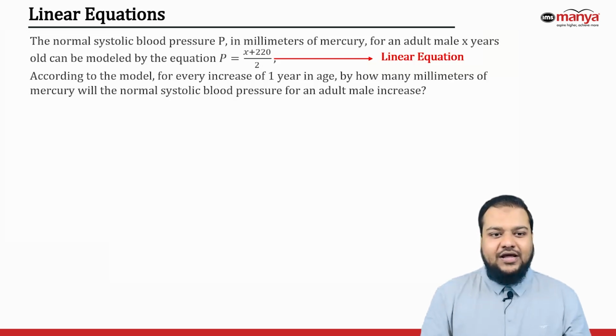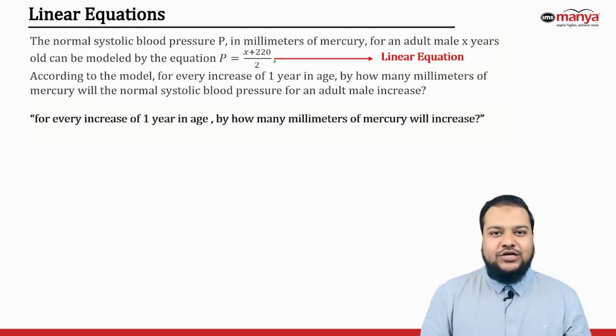Let's read the final part. According to the model, for every increase of 1 year in age, by how many millimeters of mercury will the normal systolic blood pressure for an adult male increase? Long story. Let me make it short. Can I say the question is asking for every increase of 1 year in age?